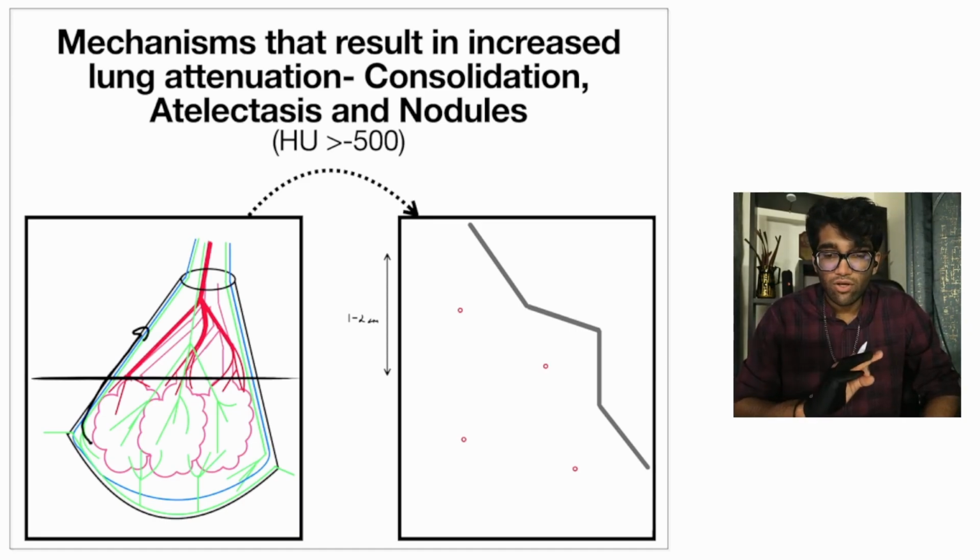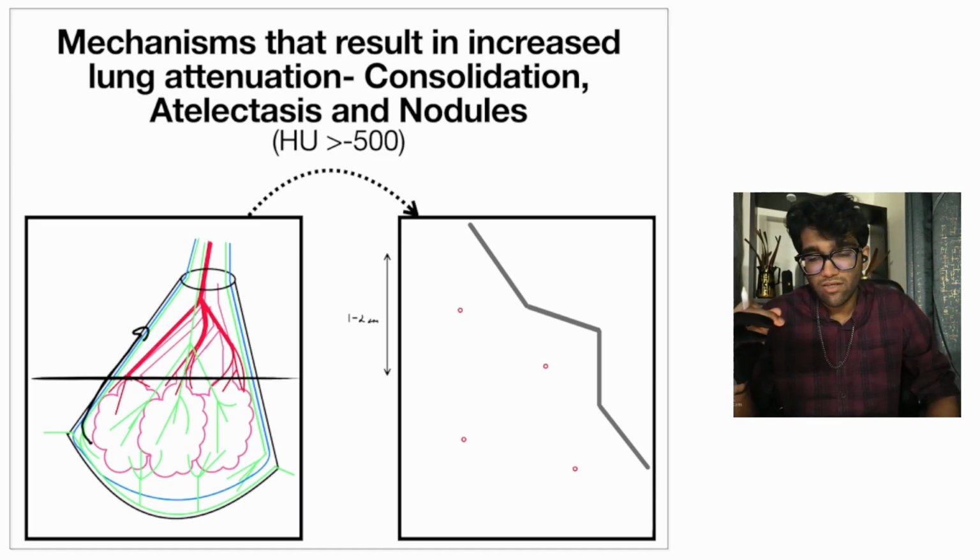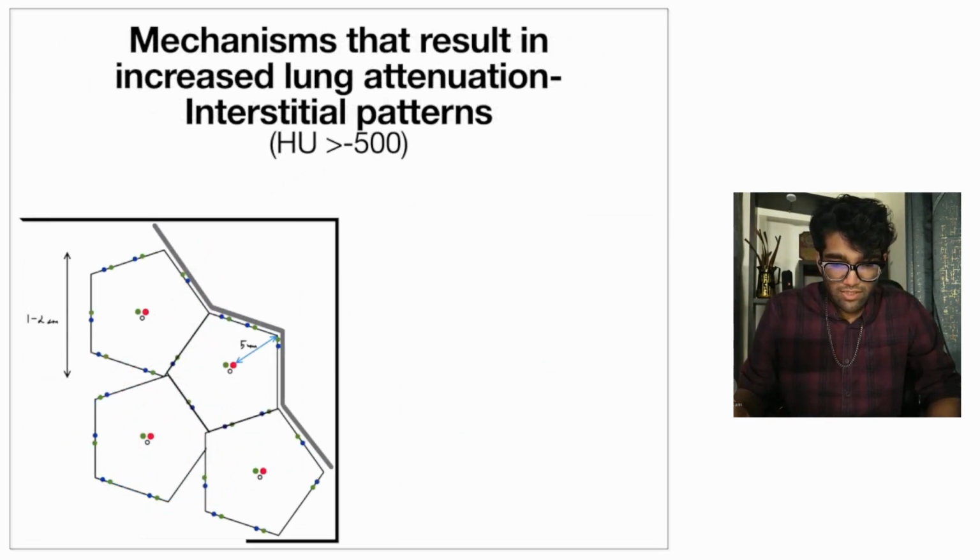So that is what we call a ground glass opacity, and essentially it could be a prelude to consolidation. It could be a prelude to interstitial opacities. So it is a rather non-specific finding. It could go either way. Yeah, so we've just discussed interstitial patterns.